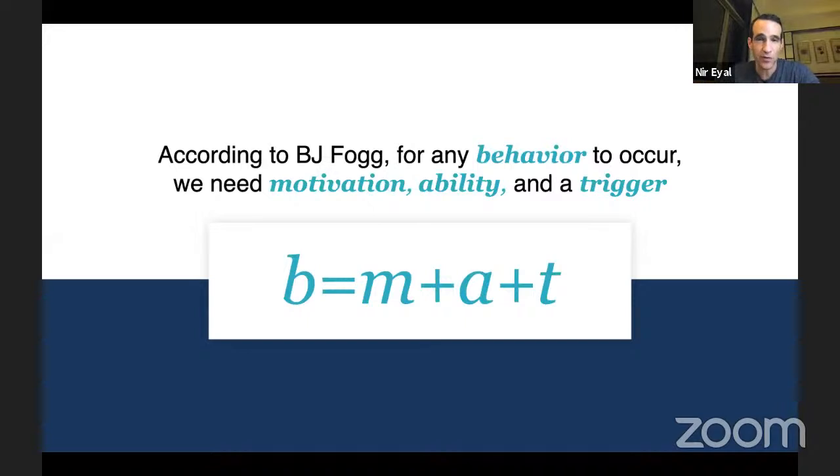Every human behavior requires sufficient motivation. That's the M. Sufficient ability. Ability is how easy or difficult something is to do. And the T stands for trigger. We just talked all about triggers. So let's dive in for a little bit more detail around motivation and ability.